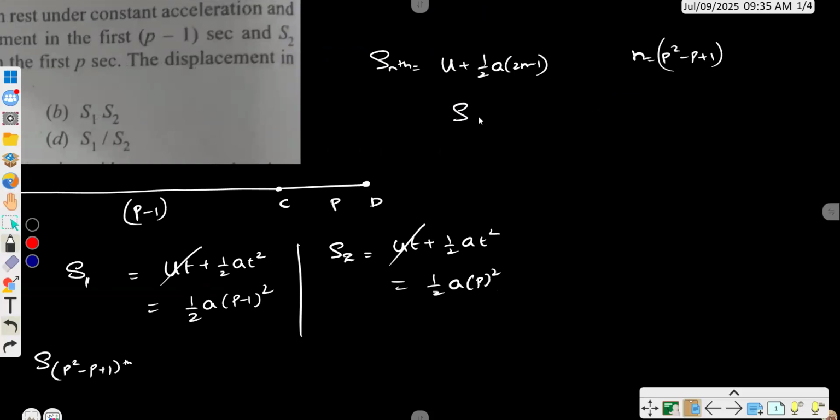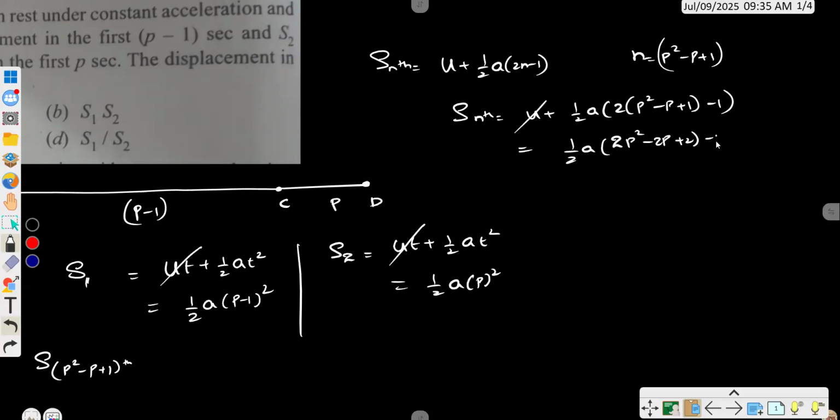So let us substitute that. S nth second is equal to U plus half into A into 2 into P square minus P plus 1, minus 1. This U is 0, initial velocity is 0. So half into A into, multiplying this inside, 2P square minus 2P plus 2 minus 1. This is going to give me half A into 2P square minus 2P, 2 minus 1 is plus 1. This is our S nth second.